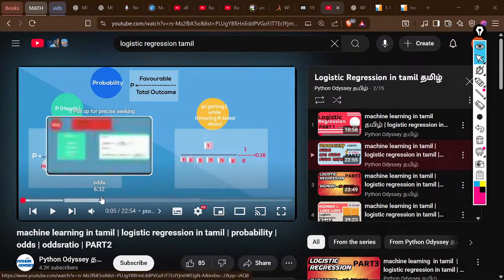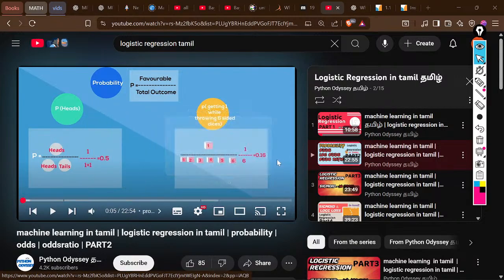So these are the terms that I need to know. Odds ratio. Okay, we already know this, I think. It will be odds, P of, yeah, I know this.